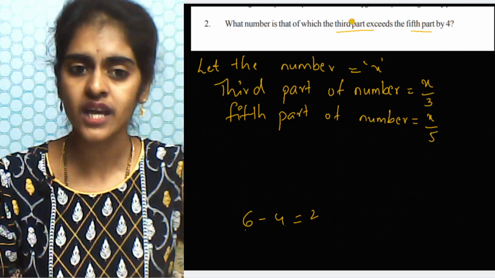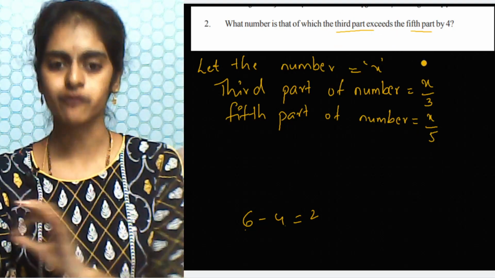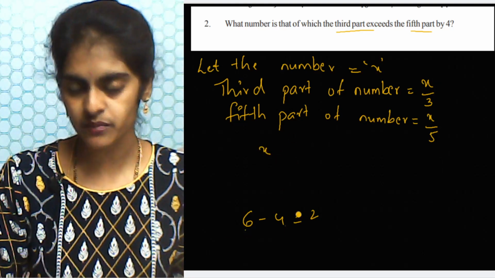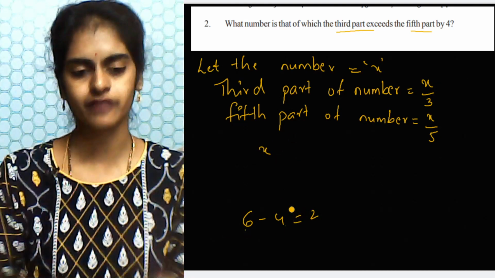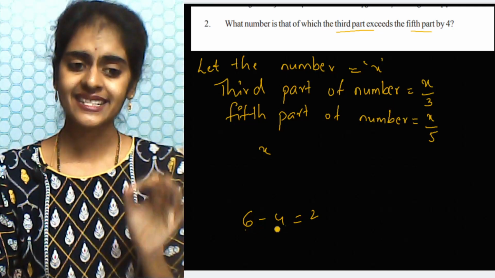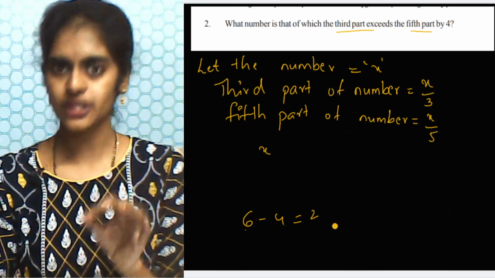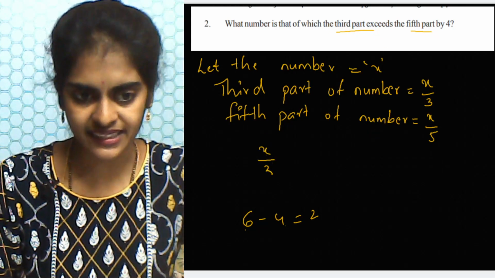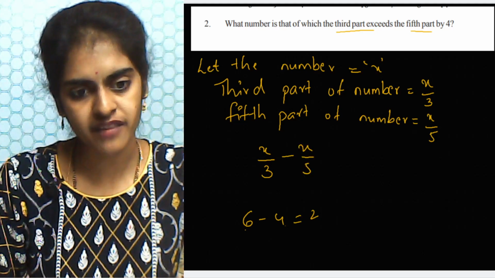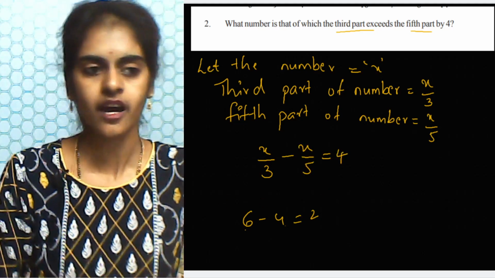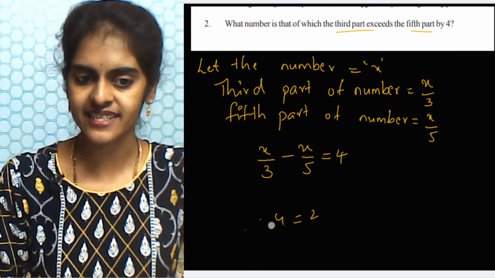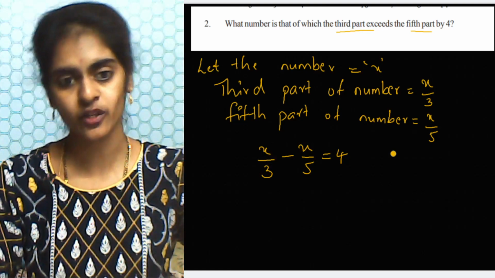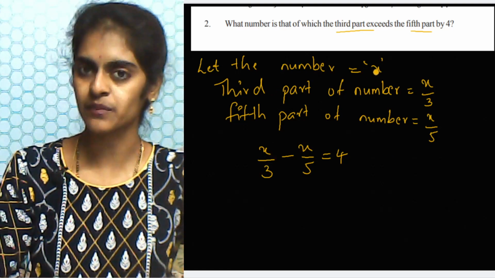So here also, the third part exceeds the fifth part by 4. That means if I subtract the fifth part from the third part. Compare it with numericals, it will be easy for you. Here, 6 exceeds 4 by 2, that means 6 minus 4 is 2. So here, the third part exceeds the fifth part by 4, that means x by 3 minus x by 5 gives you 4. Now simple, just take LCM and solve it and try to get the value of x. That is the answer, because x is the number, isn't it? You have taken the number as x.